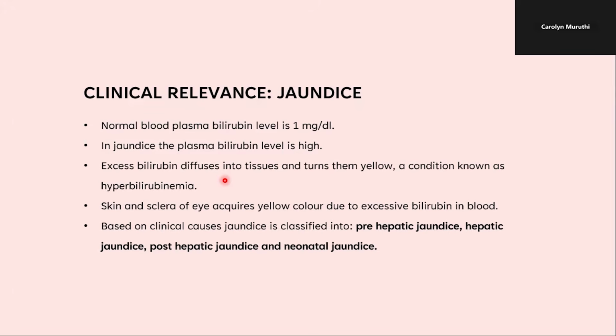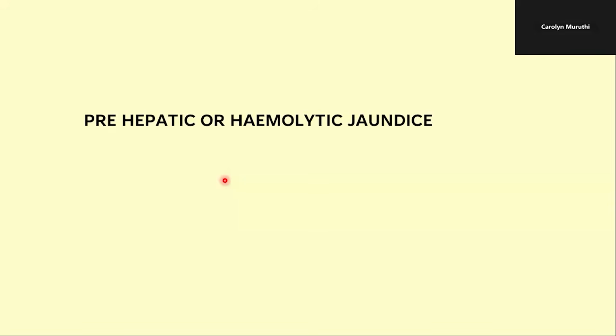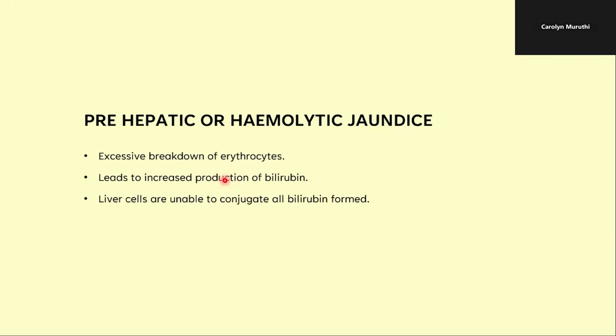Now we look at each of these forms of jaundice. For prehepatic, also known as hemolytic jaundice, this is as a result of excessive breakdown of erythrocytes. And this leads to increased production of bilirubin, and the hepatocytes will not be able to conjugate all the bilirubin formed. And therefore, it will result in elevation of unconjugated bilirubin in the plasma.